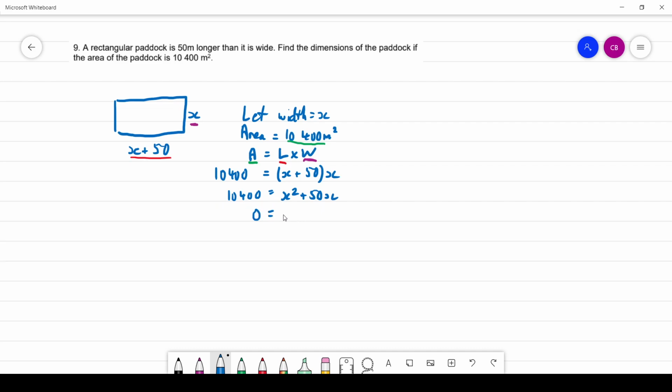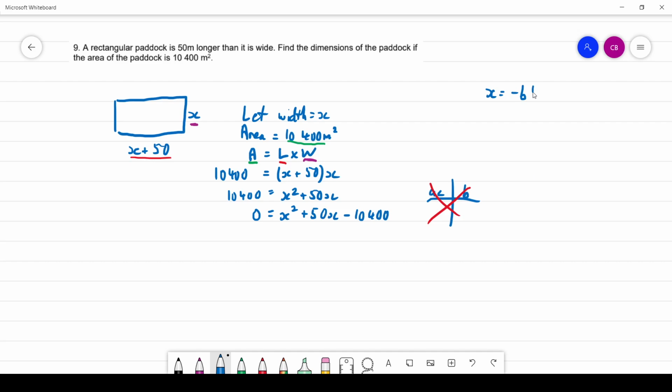Let's get this 10,400 to the other side. So we can take 10,400 from both sides, and we will have this quadratic. Now, you might think, oh, hey, I might be able to try my ac b values, but I don't know the factors of negative 10,400 that will add up to 50. So this is off the table. Tried and true method will be the quadratic formula.